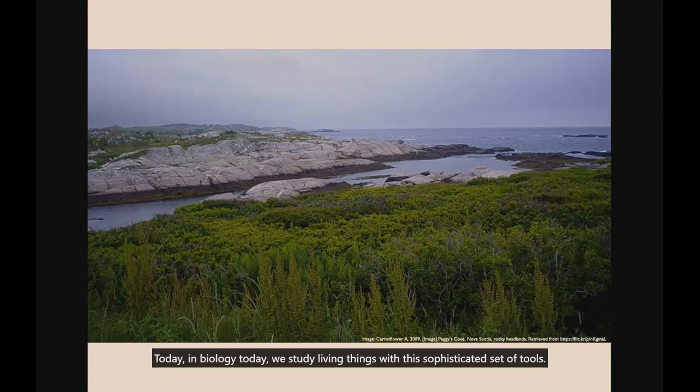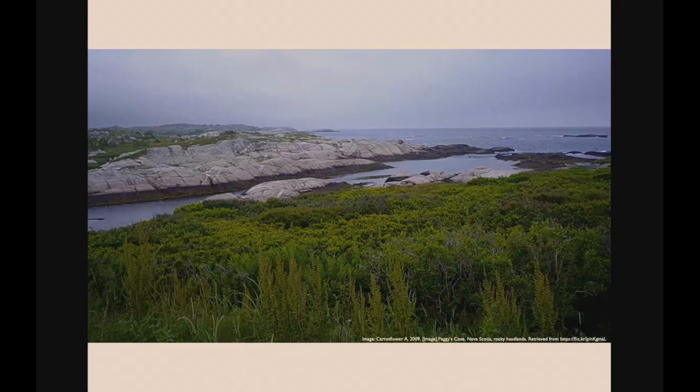Today, in Biology Today, we study living things with this sophisticated set of tools, from molecular tools to microscopes to mathematics and computation. And we do this in order to build up our understanding of life, of living things at this wide range of levels of organization, from smallest to largest scales. So it's going to be really wonderful. And I think we should get started.